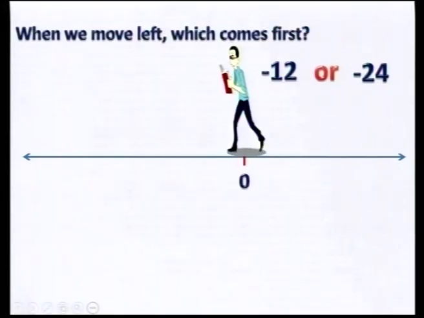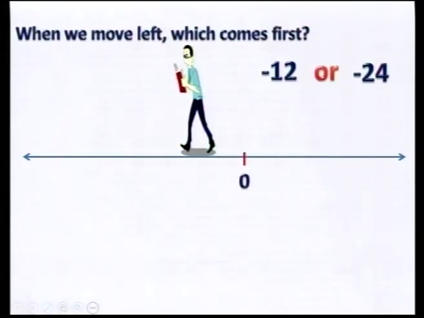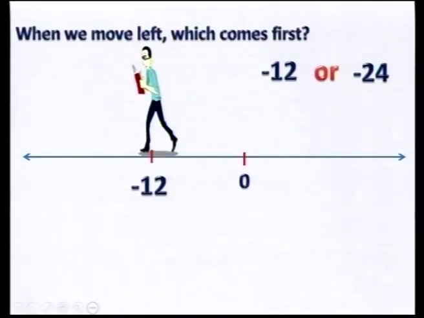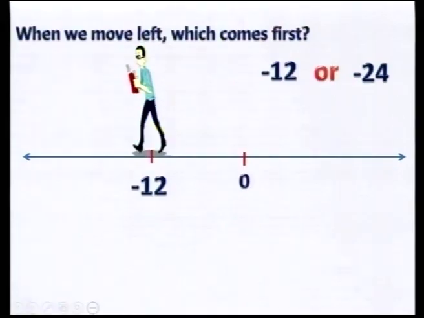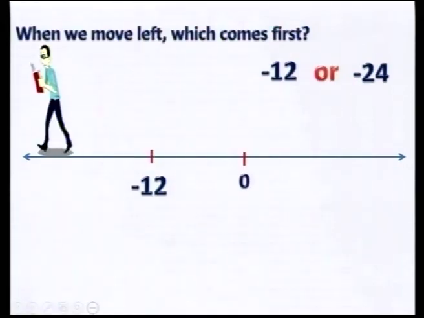Okay, the person is at 0 position. Now we started moving to the left. Okay, which number is coming first now? Yes, it is minus 12. And again is moving to the left. Which number will get? Minus 24. Okay children, from this what you can understand here? When we move to the left side of 0, we are getting minus 12 first and minus 24 second.